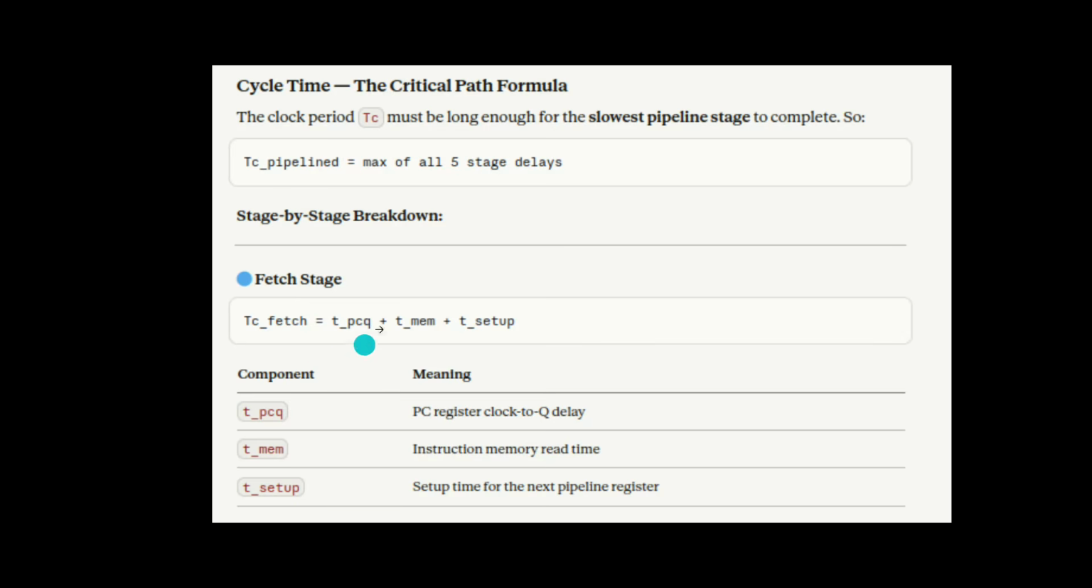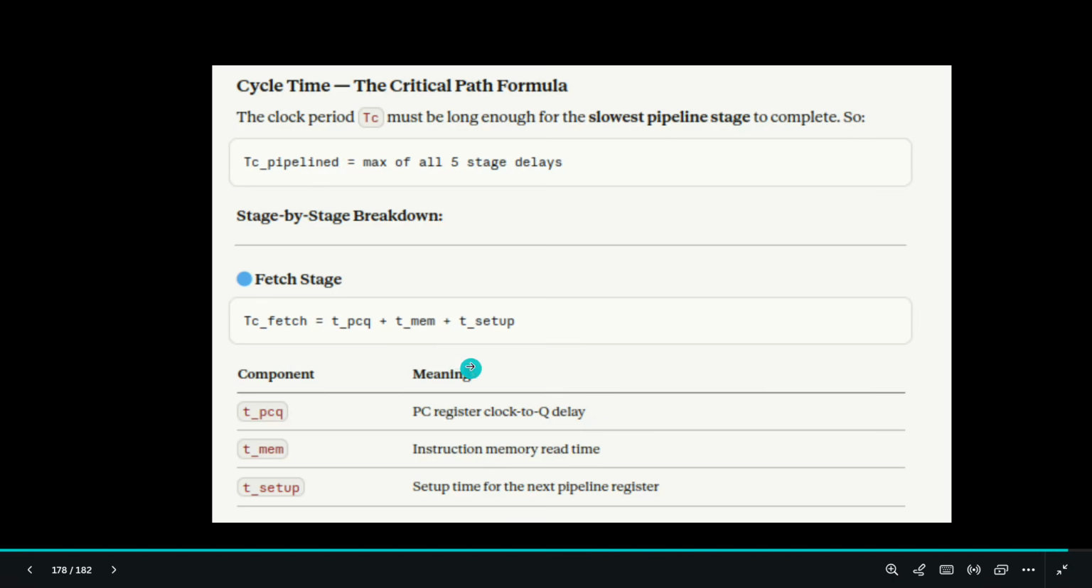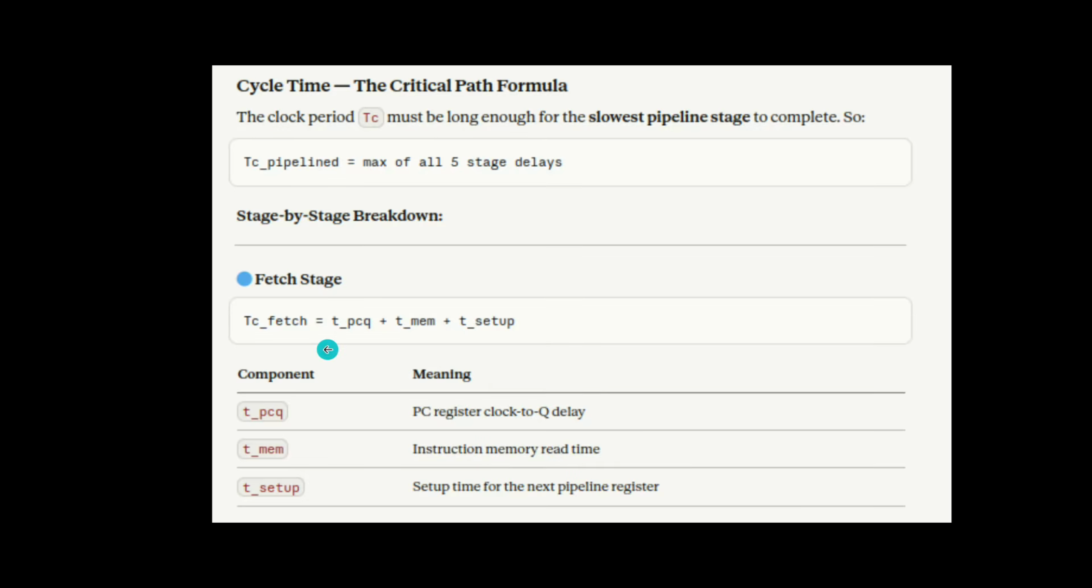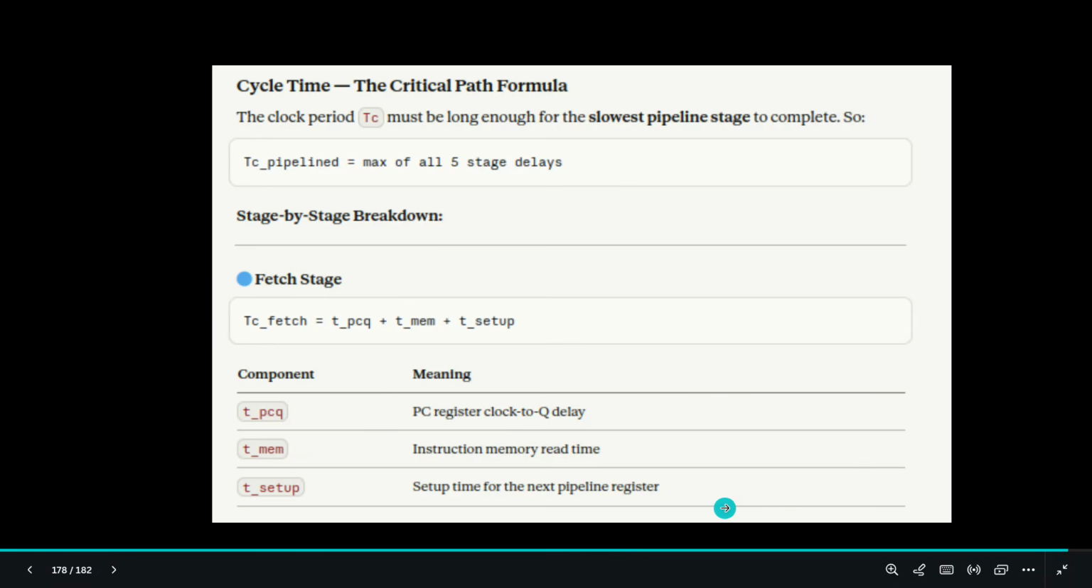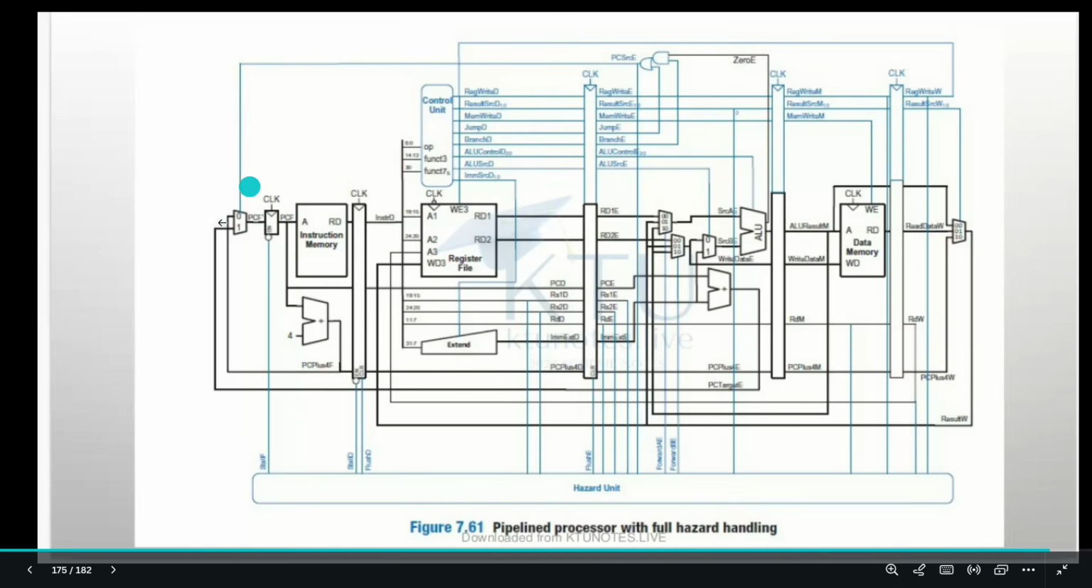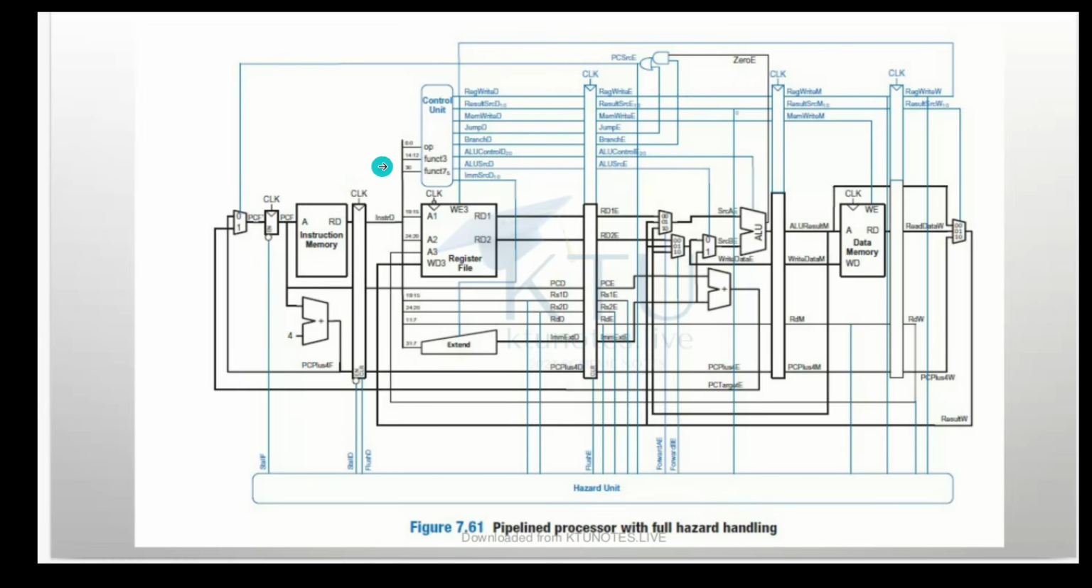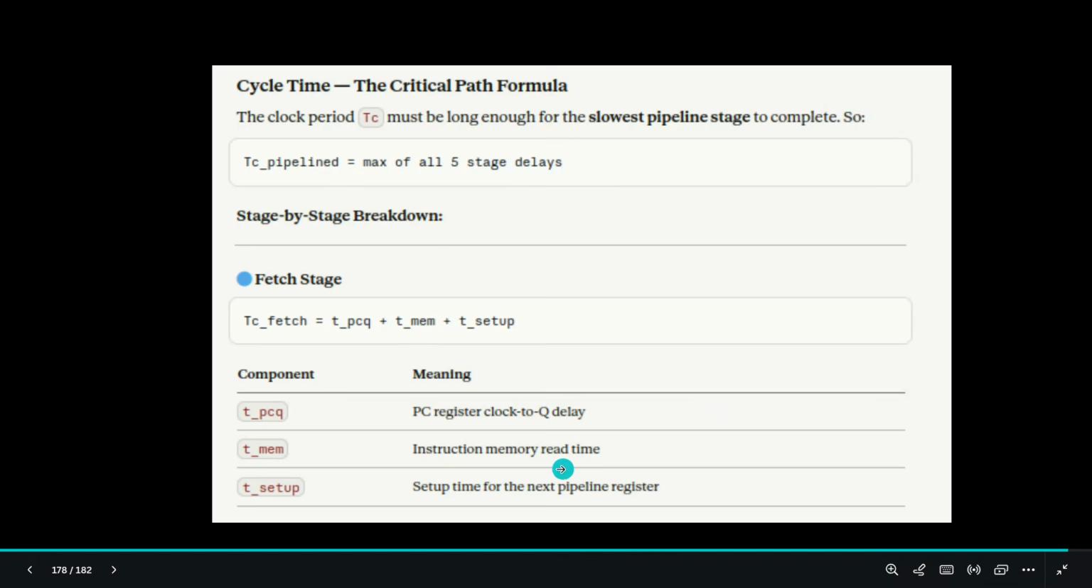T_memory means the instruction memory read time. All these factors add up together to decide the clock period in the case of fetch. Setup means setting up the next pipeline register. In the fetch stage we will set up the decoding stage pipeline register, right? So we have to set up that also, and that time should also be included here.